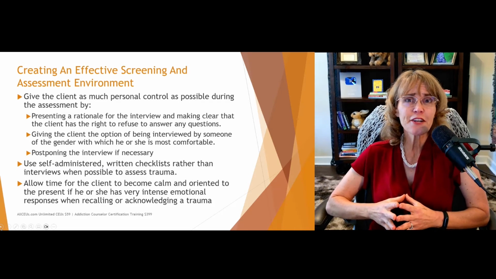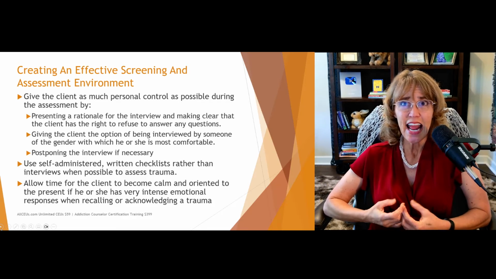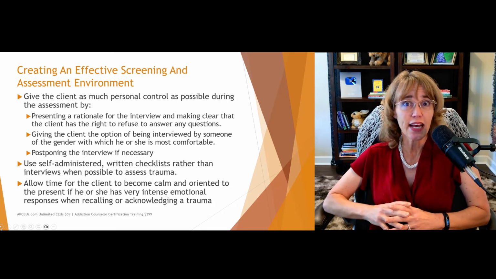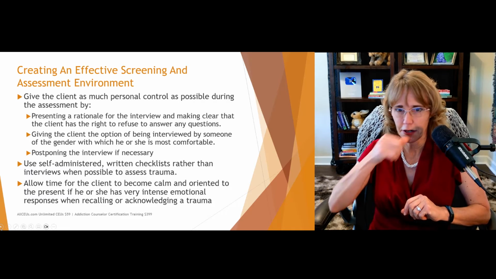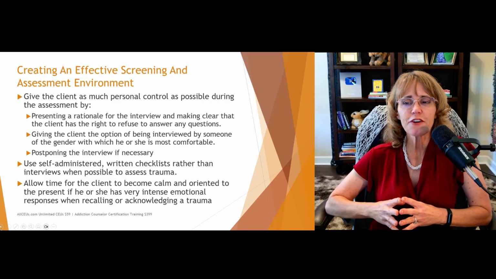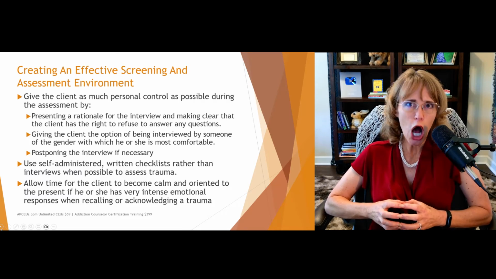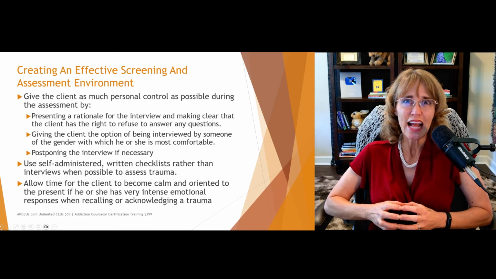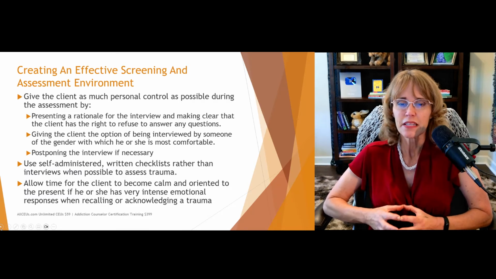And postpone the interview if necessary. If the person starts getting too agitated and they say, I can't do this right now, all right, we'll finish it next time, or we'll finish it later. Use self-administered written checklists rather than interviews when possible to assess trauma. People are a whole lot more honest on pen and paper than they are having to look you in the face and say, this happened to me.